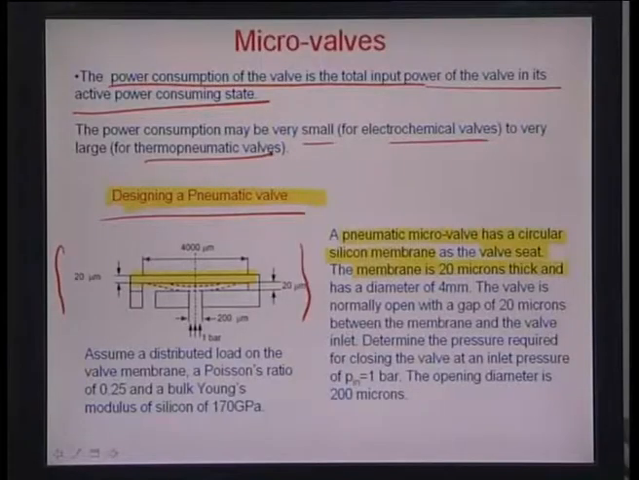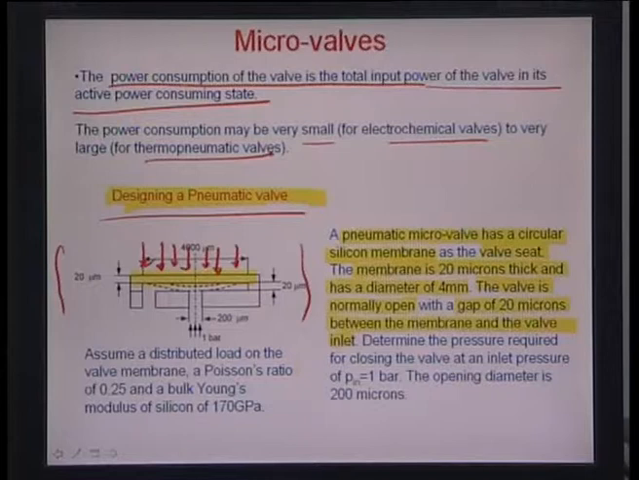The valve seat is actually just below this membrane. Normally it is flat, and when it bends it blocks the entry of the airflow into the system. The membrane is about 20 microns thick, and it has a diameter of about 4000 microns, and the valve is normally open. So there is no pressure over this region, and the valve is open at the very outset. The gap in that case is about another 20 microns between the membrane and the valve inlet.